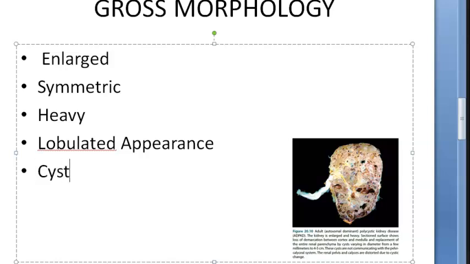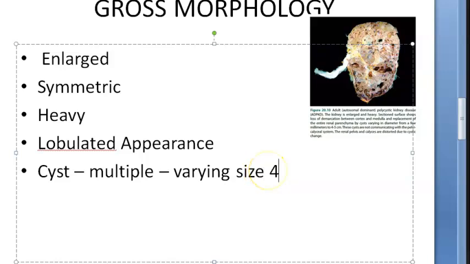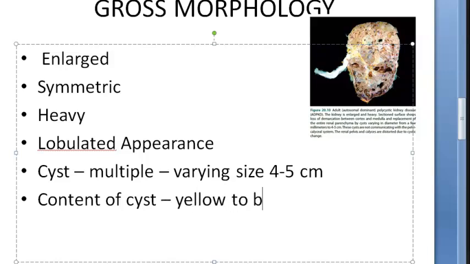You can see cysts, very good. And you have multiple cysts which are of varying size, very good. Then, the size can be till 5 centimeter. We have seen it in our own patient, right? Even 5 centimeter. 4 to 5 centimeter also the cyst can be there in diameter, okay. And what is the content of the cyst? Fluid, right? It can be yellow to brown, some fluid, reddish brown it can be, okay.